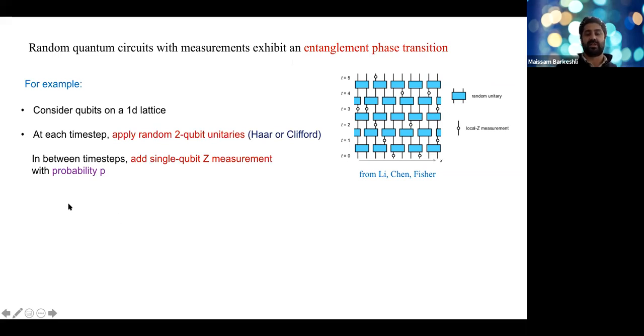So as an example, let's consider a 1D array of qubits. And we're going to consider a circuit architecture that looks like this figure on the right. So at each time step, we're going to apply 2-qubit unitaries. That's these blue boxes. And these are going to be random 2-qubit unitaries. And we can decide that we're going to pick Haar random unitaries from all possible unitary transformations on 2 qubits, or we can decide that we're just going to randomly pick 2-qubit Clifford operations. The Clifford operations are useful because those you can classically simulate numerically.